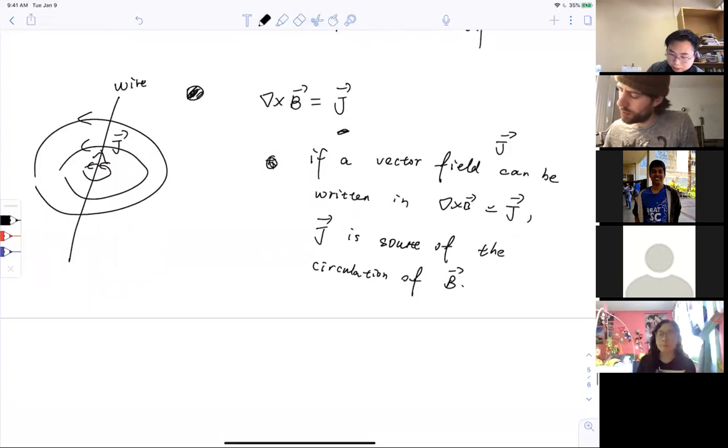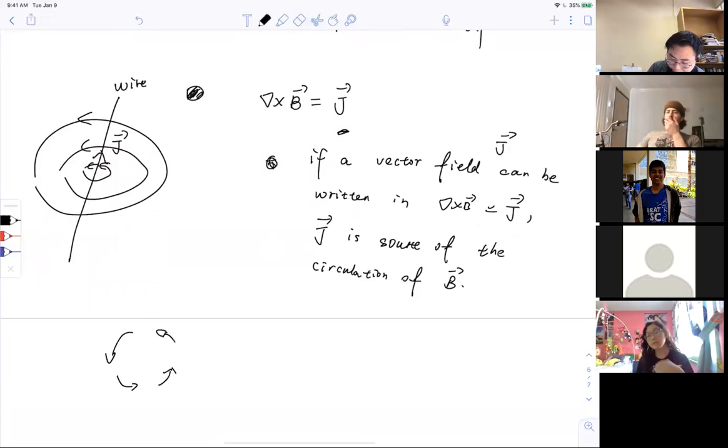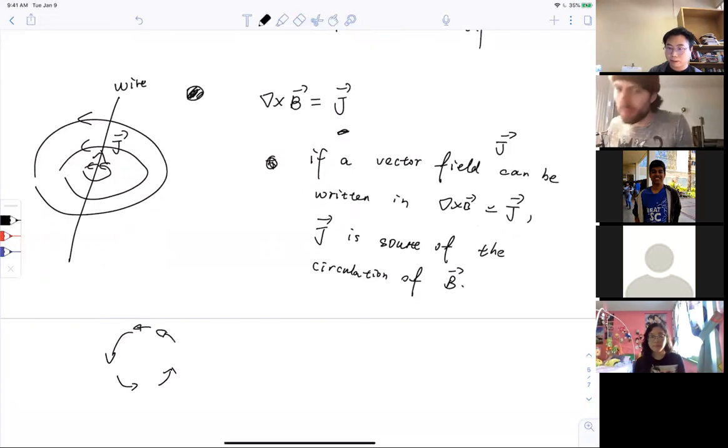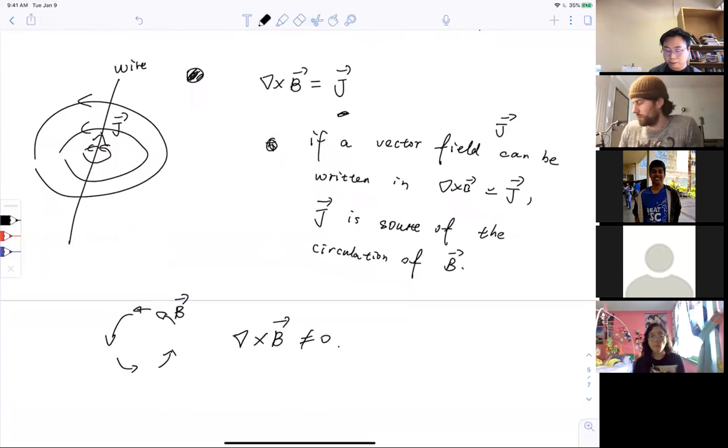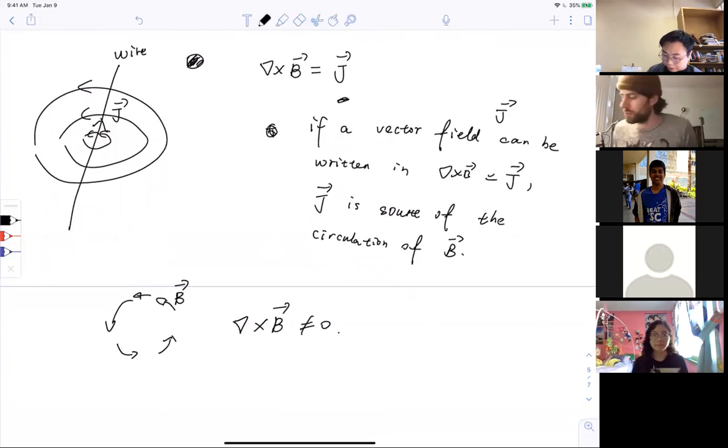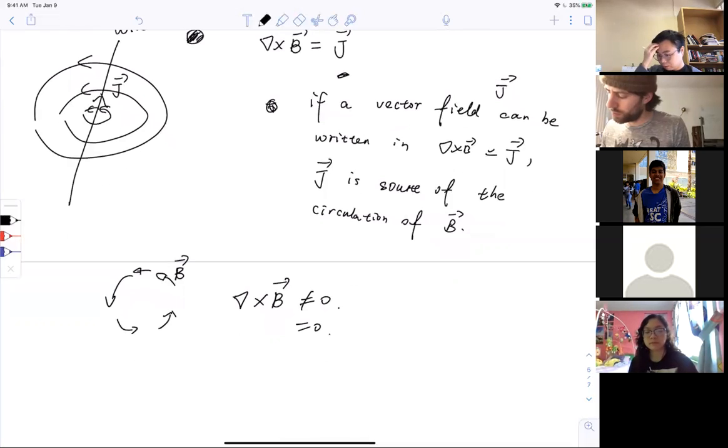Meaning that if you see some vector field like this, kind of circulating, then there must be a circulating source inside this region, right? If I call this vector B, then I know that this curl must be non-zero. If this is zero, then there's no source for such circulation. So this is the physical intuition for this equation.